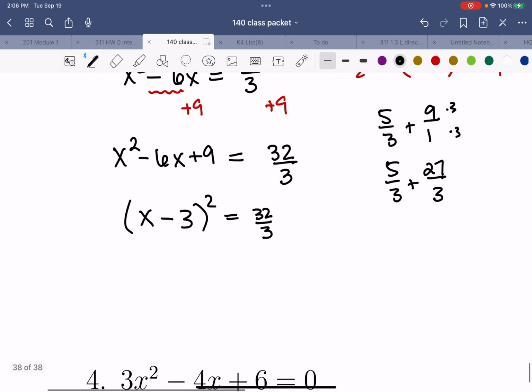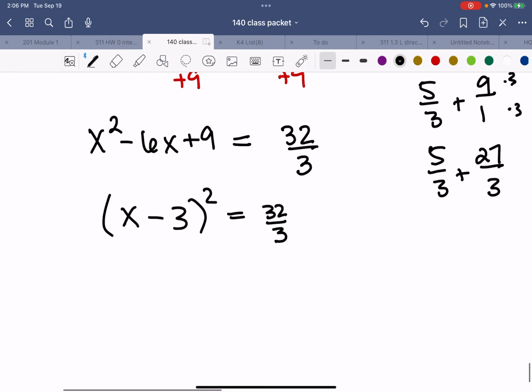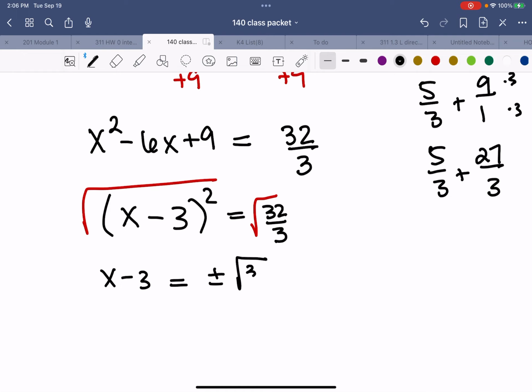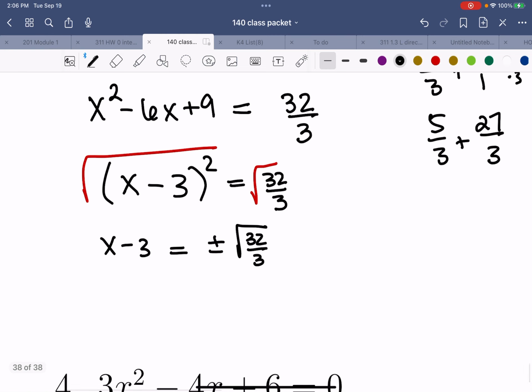Now I can go ahead and solve as if I'm working with square roots. So let's take the square root of both sides. We won't forget our plus or minus. So this is x minus 3 equals plus or minus the square root of 32 over 3. Now 32 does have a perfect square in there. 16 is a perfect square. So I can think of that as the square root of 16 times 2 over 3.